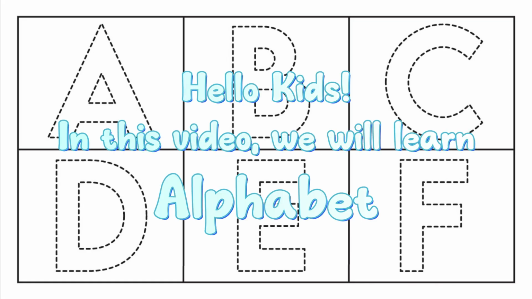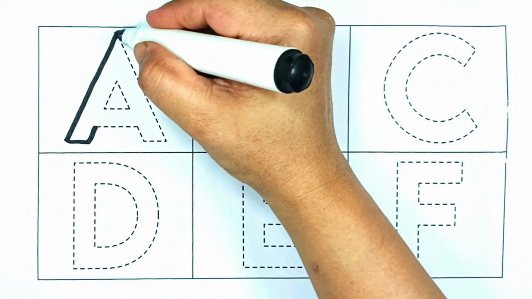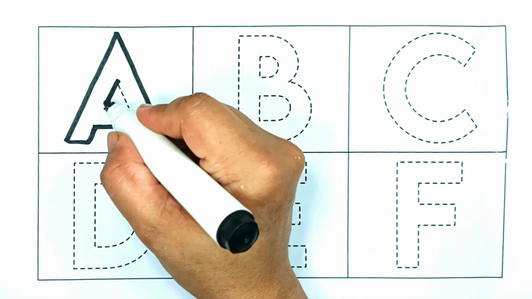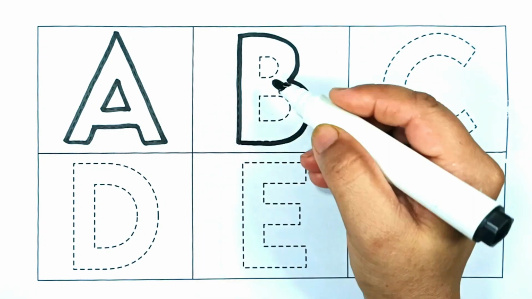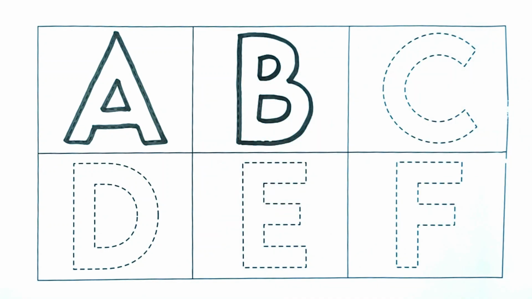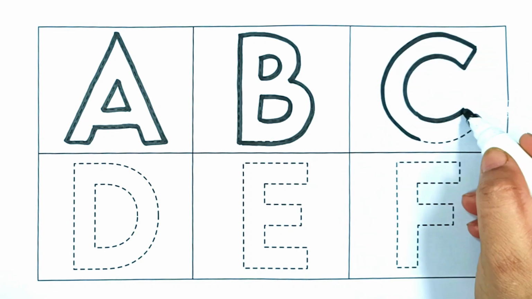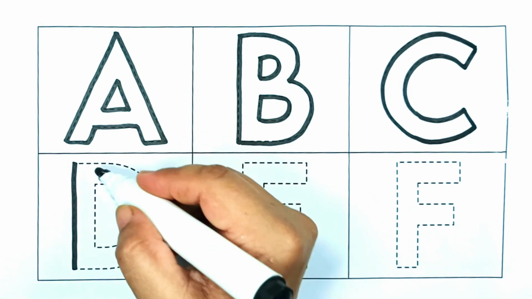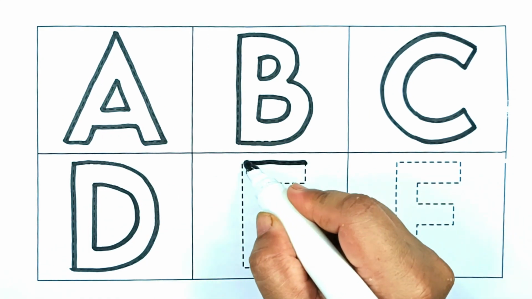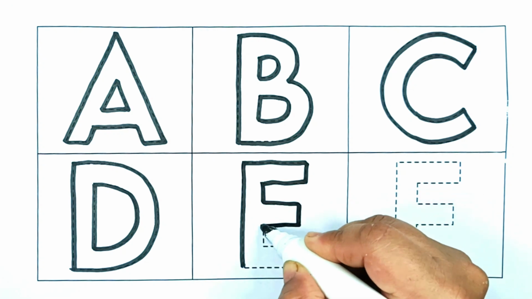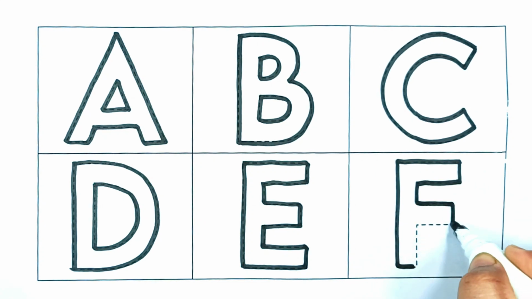Hello kids. In this video, we will learn alphabet. A, A, B, B, C, C, D, D, E, E, F, F.